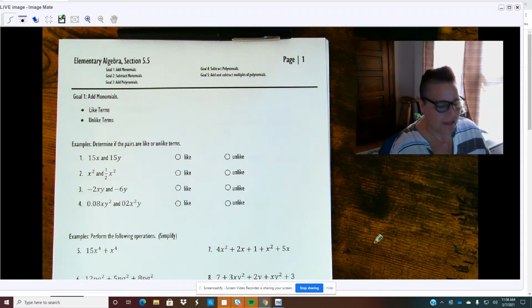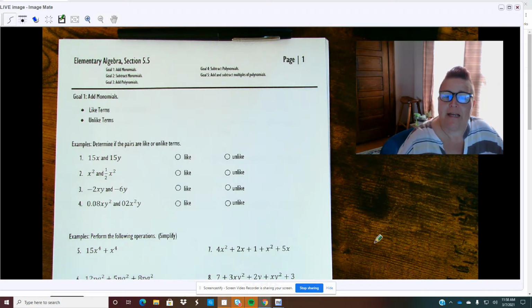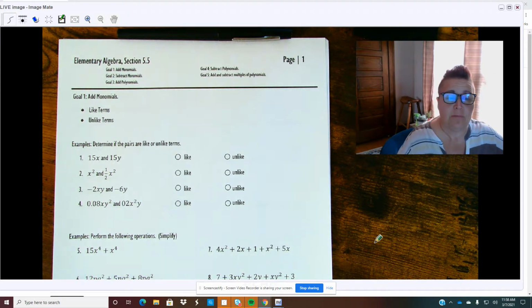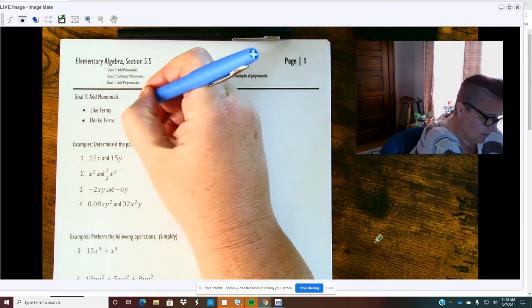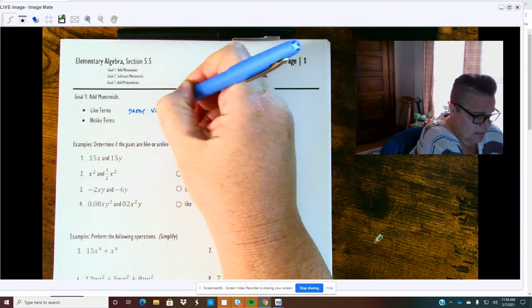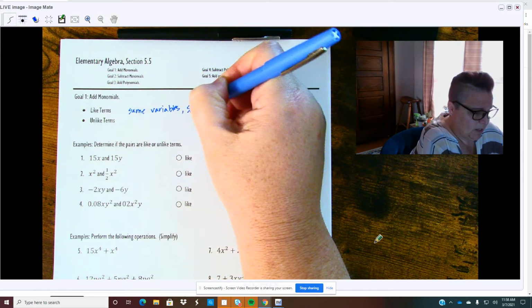We are going to take a look at section 5.5 today, which is combining like terms, adding and subtracting polynomials. So to begin with, we'll take a look at what a like term is. Speaking algebraically, like terms are two terms that contain the same variables to the same power.